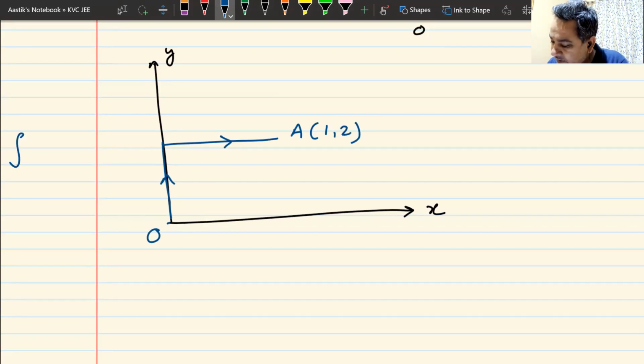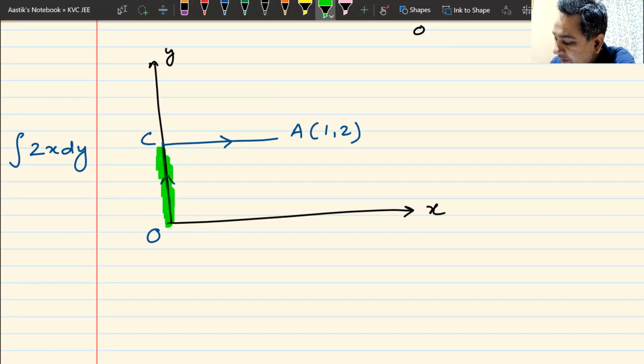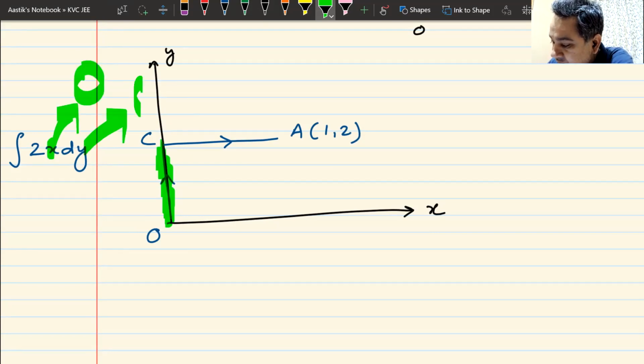What I need to calculate is the integral of 2x dy. Am I correct? Yes, sir. Let me call this point C. Let us first look at the integral when I'm going from O to C. From O to C, what is happening? X is becoming 0, sir. Okay, x is 0. But also dy is 0. Yes or no? Yes, sir. Y does not change. Both are zeros.